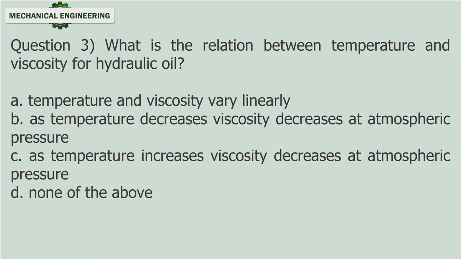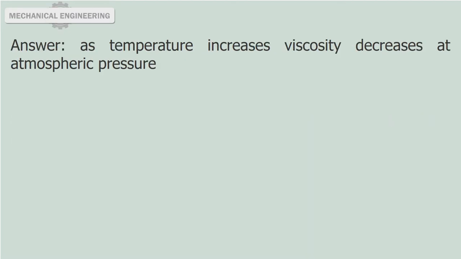Question 3. What is the relation between temperature and viscosity for hydraulic oil? A. Temperature and viscosity vary linearly. B. As temperature decreases, viscosity decreases at atmospheric pressure. C. As temperature increases, viscosity decreases at atmospheric pressure. D. None of the above. Answer, as temperature increases, viscosity decreases at atmospheric pressure.